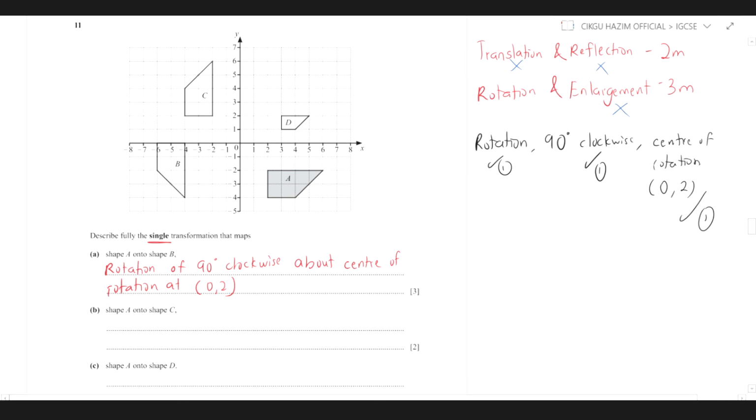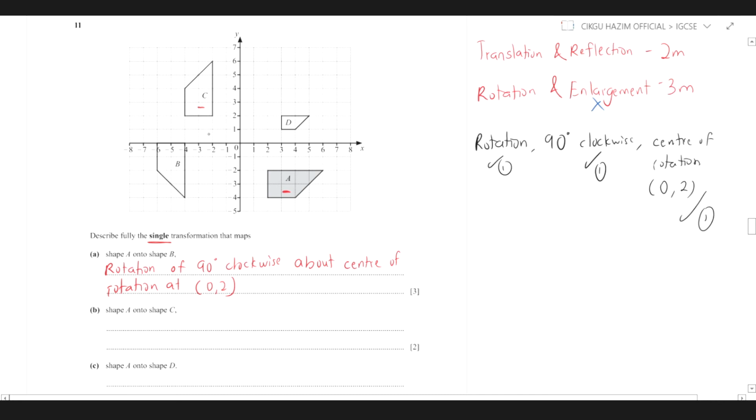Let's look at question number B, shape A onto shape C, which is this shape A onto shape C here. So we also need to check one by one. Do A and C have the same size? We could say that A and C have the same size. That means enlargement is going to be wrong. Does their position change? Yeah, their position is changed.